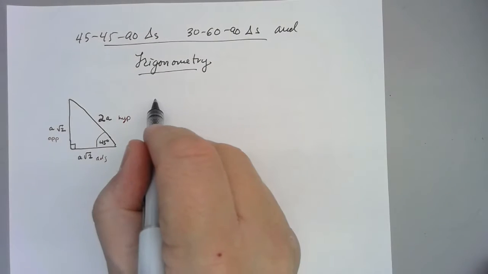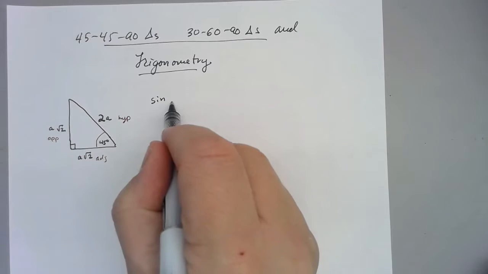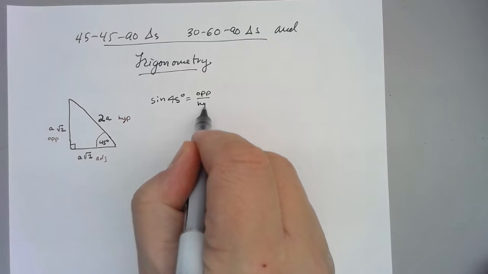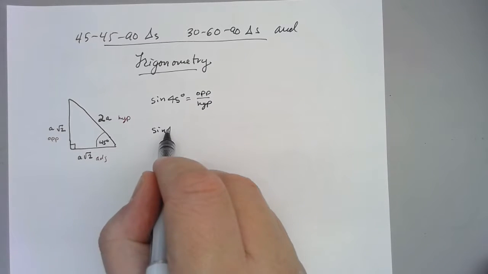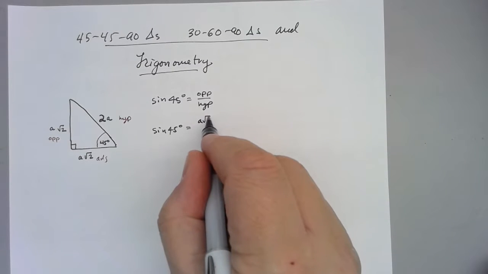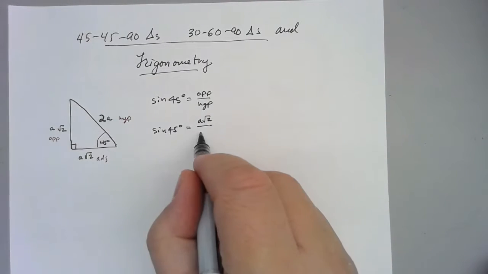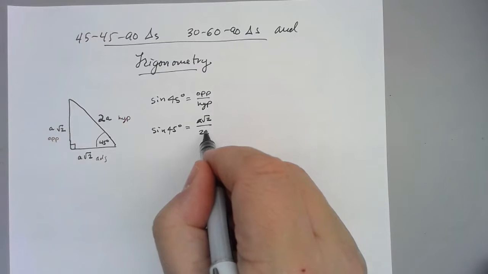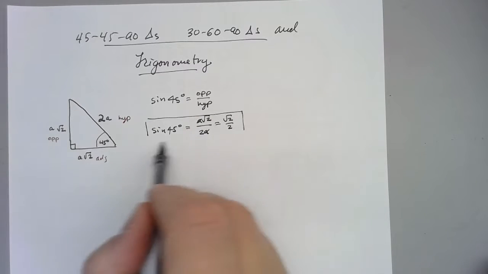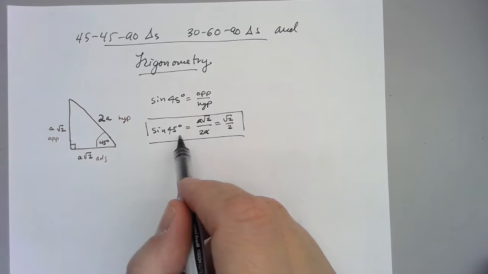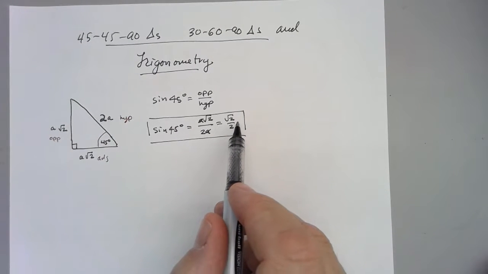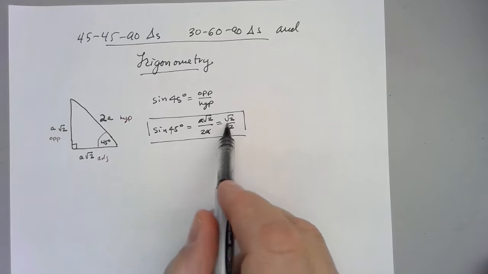So going through my trigonometric definitions, I'll get sine 45 is opposite over hypotenuse. So the sine of 45 degrees is the opposite, which is a times the square root of 2, divided by the hypotenuse, which is 2a. The a's here divide away, and so I get the square root of 2 over 2. So this is the exact value of the sine of 45 degrees. It's the square root of 2 divided by 2. On your calculator, it's going to look like it's some decimal that you wouldn't necessarily recognize as being this specific value.